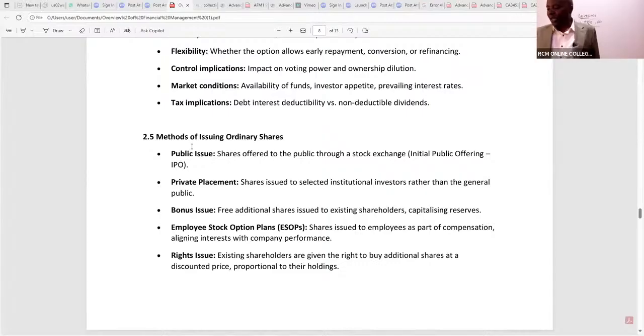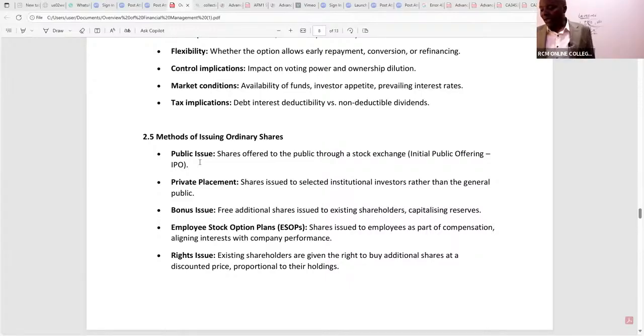So then we have methods of issuing ordinary shares. We have public issue, shares offered to the public through a stock exchange, initial public offering, IPO. There are those companies that will be going to the market for the very first time. Like if RCM, for example, wanted to list at the stock exchange for the very first time, then this will be an initial public offering.